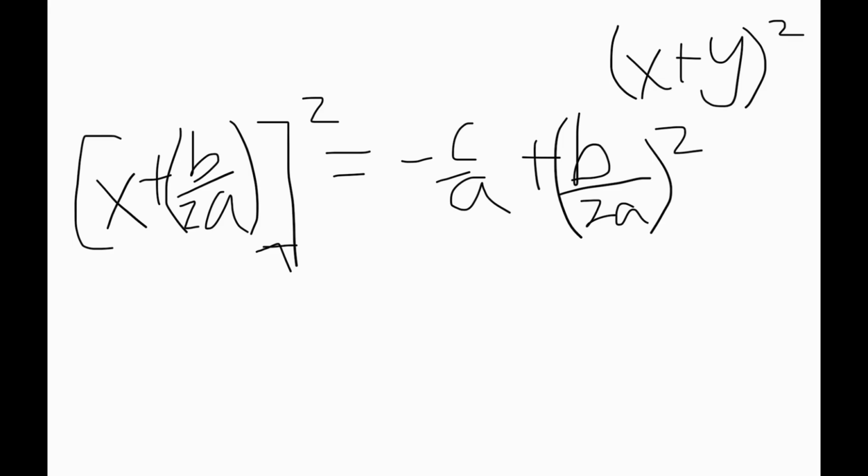Now we want to simplify the right side. So in order to add negative c over a and (b over 2a) squared, we have to find a common denominator, which means that first we need to simplify the square (b over 2a) squared, which would be this.